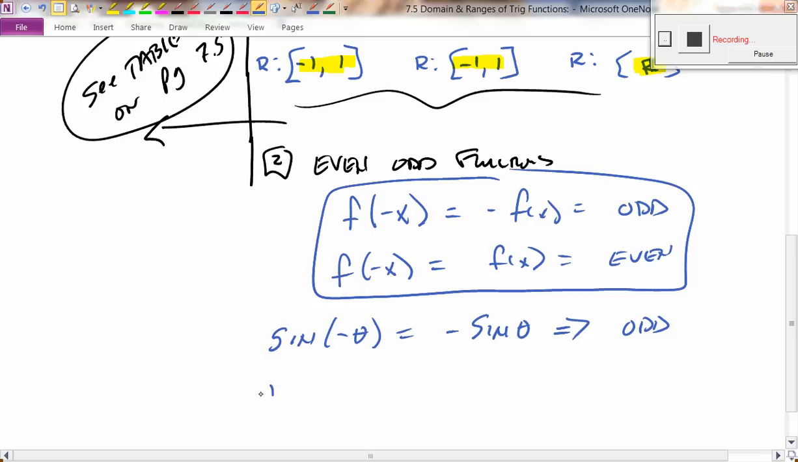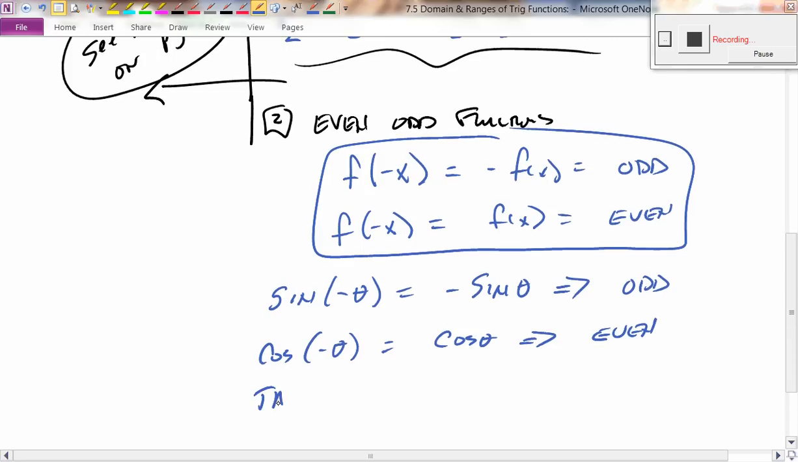However, with cosine, it's a little bit different. If you take the cosine of negative theta, you end up getting back just the positive cosine of theta, which implies that cosine is an even function. I'll do tangent for you. Tangent of negative theta is, what do you guys think? If you had to take sine divided by cosine, what would you think it would be? Positive or negative? Yeah, you got it. It's negative tangent of theta, which implies odd.